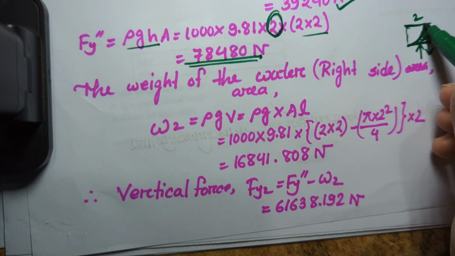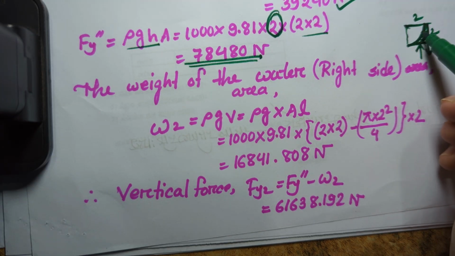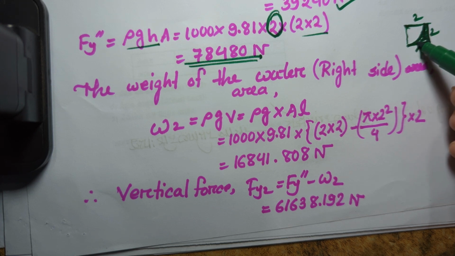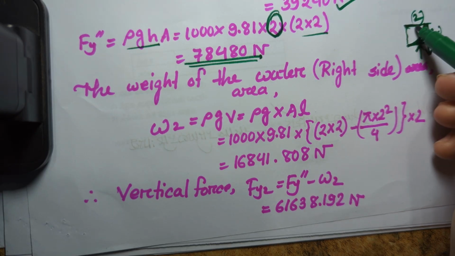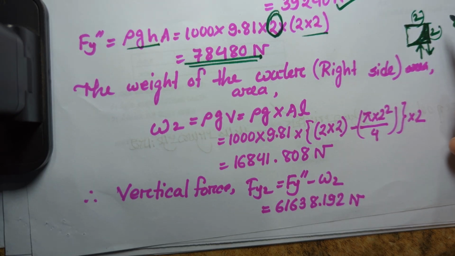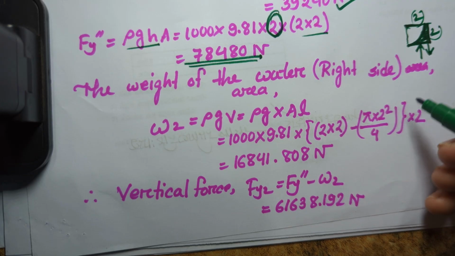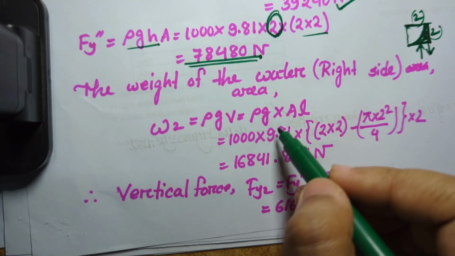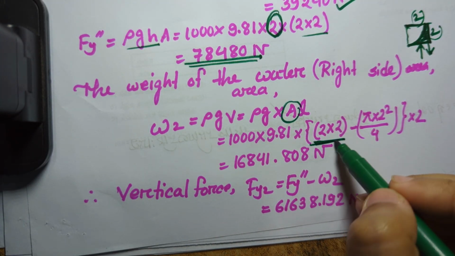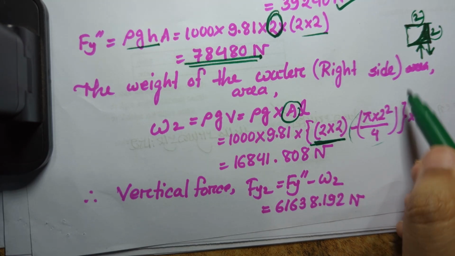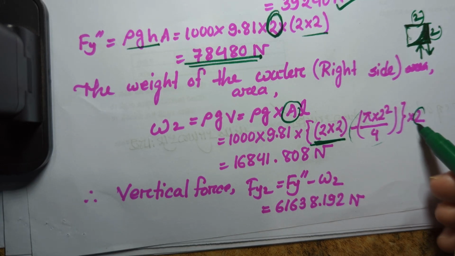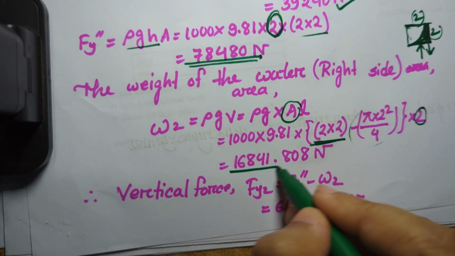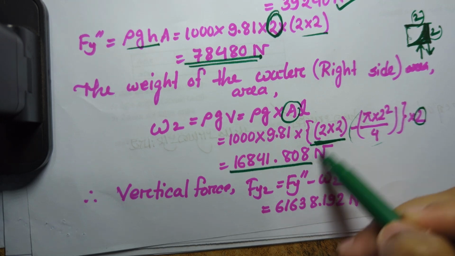If we measure the area of this rectangle and minus the area of this 1/4 quarter circle, then we will get this portion area. So the area of this portion rectangle is 2 into 2, and the area of this quarter circle is 1/4 of the equation of the circle. So we will get rho g V. Here A will be the area of the rectangle minus the area of the quarter circle. So we will get the area of this portion into the length of the cylindrical gate, which is 2 meter. Then we will get the weight of this water in Newton.